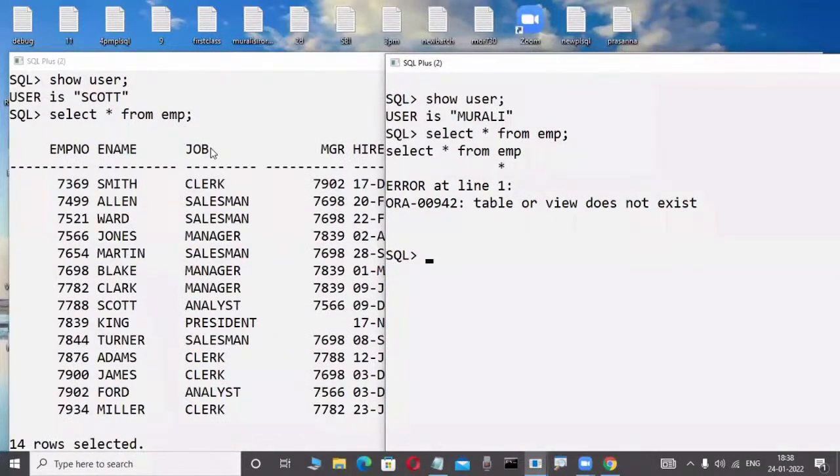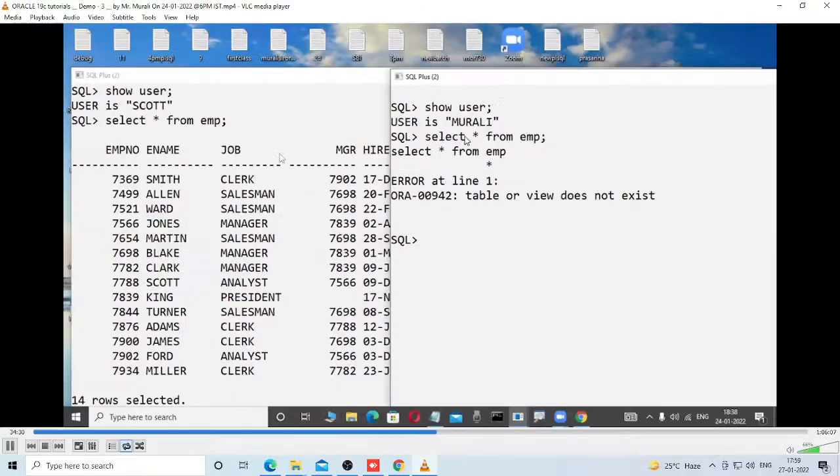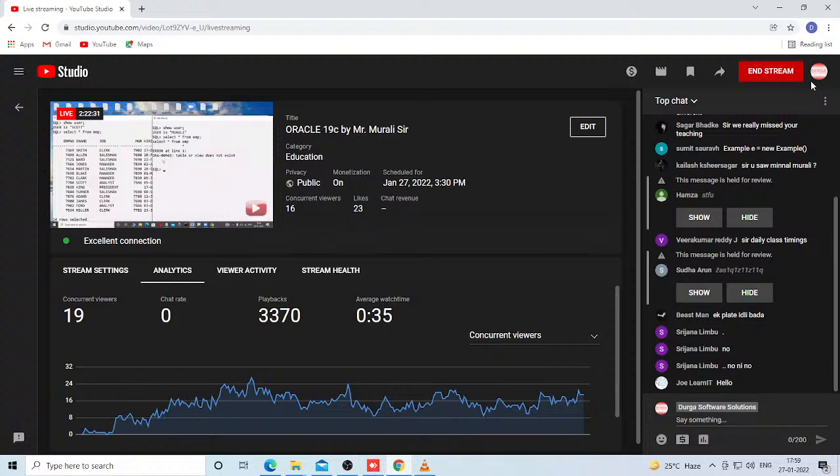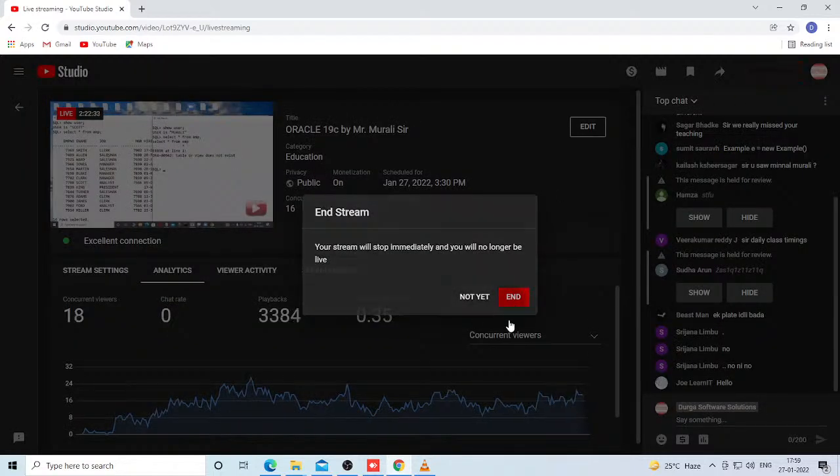If this Murali user is interested in accessing the Scott user's table, for example, first the Murali user has to request, for example, the Murali employee requests the Scott employee.